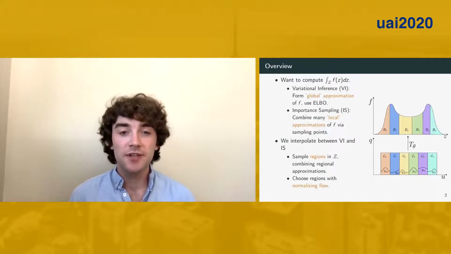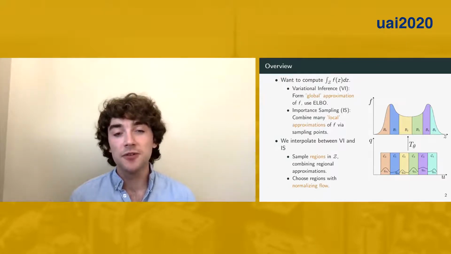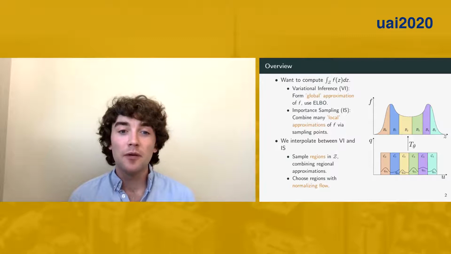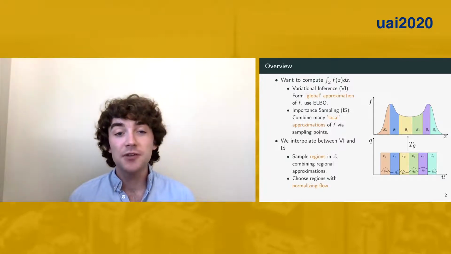So what's the gist of our project in one slide? Well, we're trying to compute a high-dimensional integral of a function f over a space z. Now broadly, there are two ways to do this. Variational inference, where we form a global approximation of f and then use the ELBO to get a lower bound. We could also use importance sampling, where we combine many point-wise approximations of f, which we evaluate at points we get from our proposal distribution.